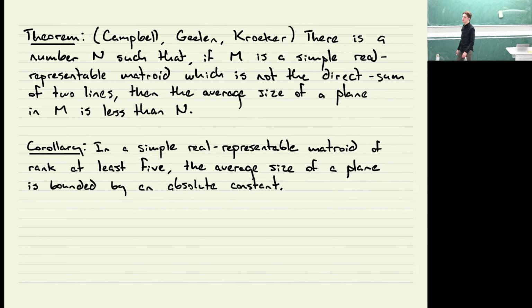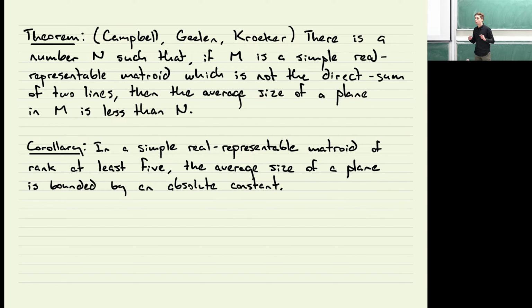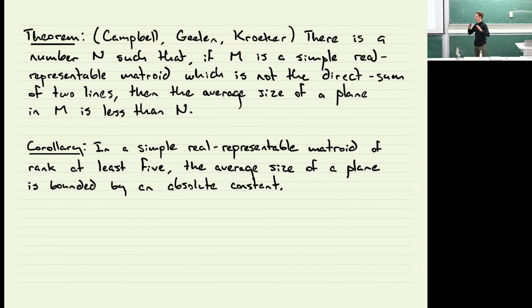Sorry, I didn't understand. What did you say when you truncate to rank 4? Yeah, truncation is a matroid operation. When you have a rank 5 matroid, the truncation of that matroid to rank 4 can't be the union of two lines. It's just not possible. So then you can apply the theorem.